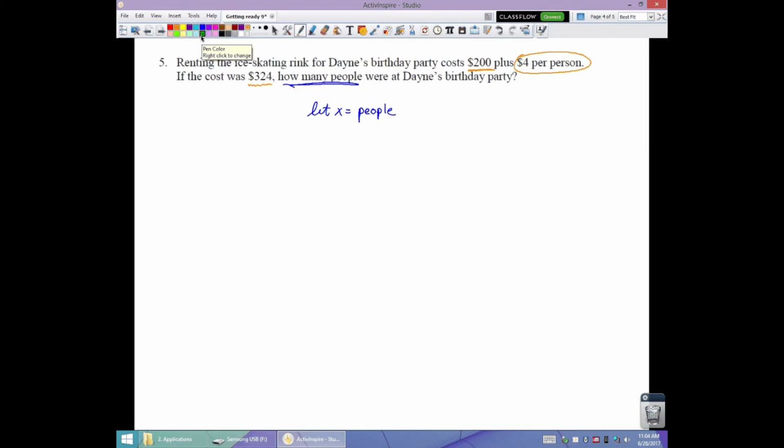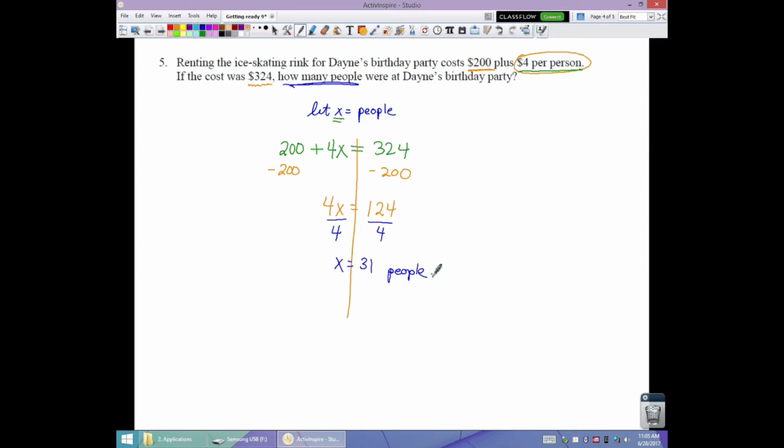How is the cost determined for this party? Well, there's a $200 flat fee, plus, in addition to that, $4 per person, x people coming. So $4 times all the people, x, and that came to a total of $324. To solve this equation, subtract the $200 flat fee from both sides. So 4x is equal to 124. Divide both sides by 4. x is 31. So Dane had 31 people at his birthday party.